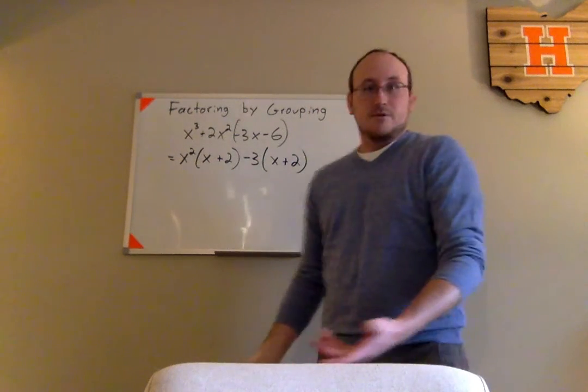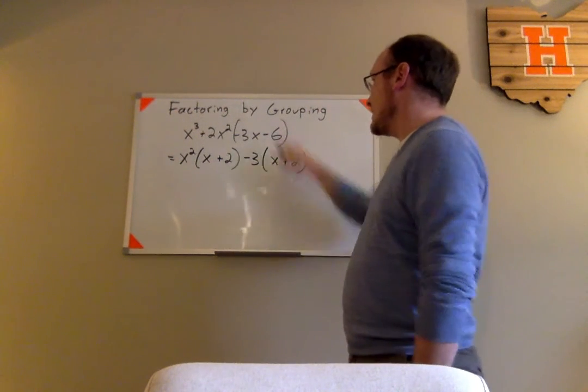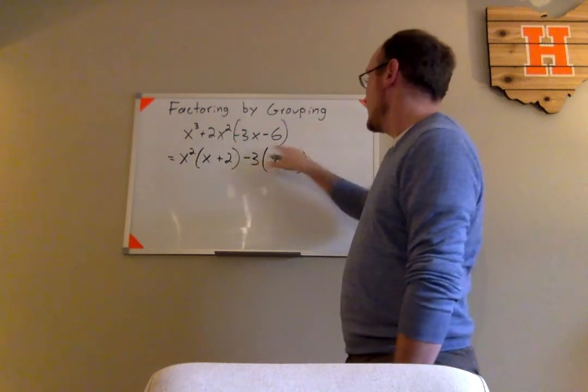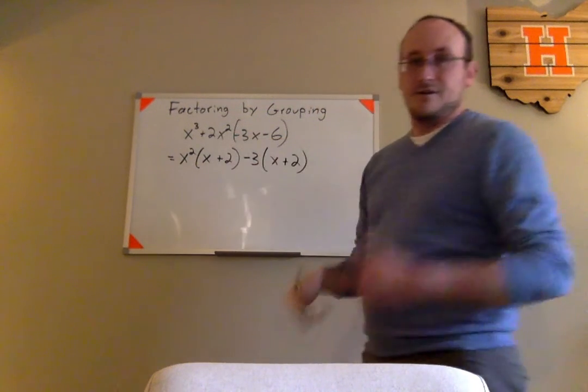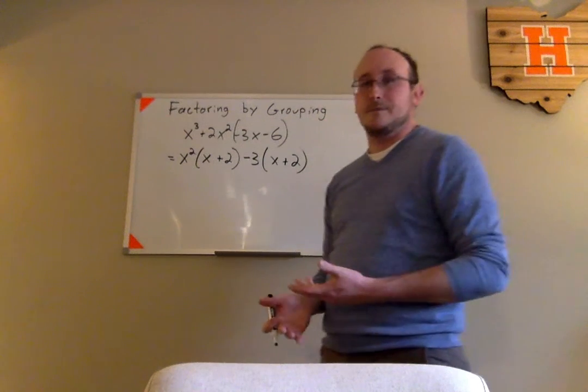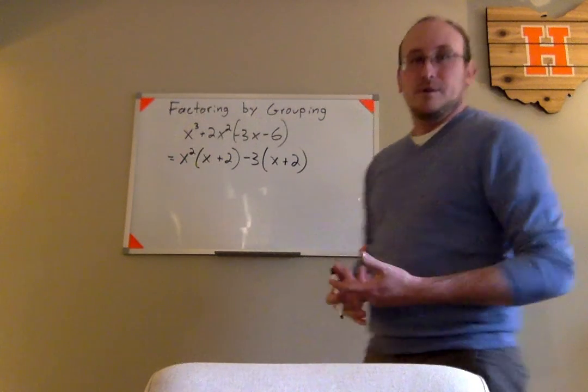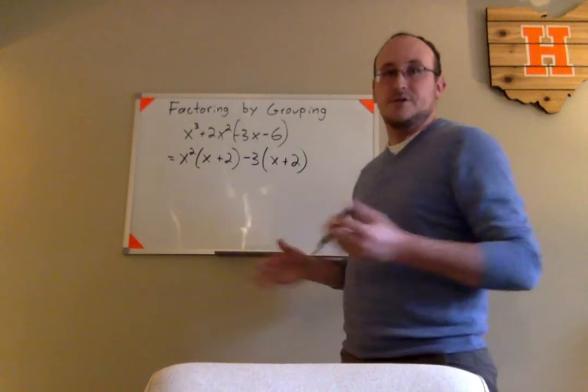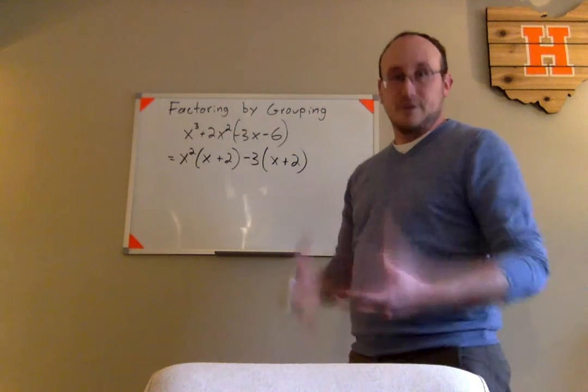You can always check it real quick. Does it distribute back in to give you what you had? Negative 3 times x is negative 3x, and negative 3 times positive 2 is negative 6. So I know I haven't made any mistakes with the factoring. Hopefully, at this point in the problem, you look at what you had left in the parentheses here, and you see that those are the same. If you do, you're in great shape.